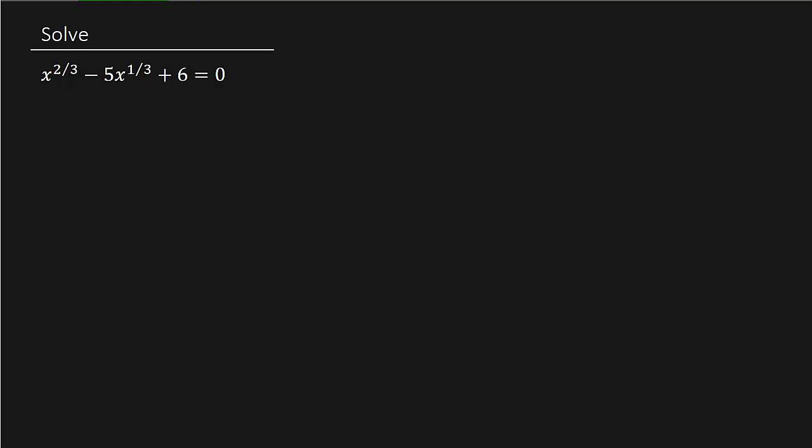Alright, so we've got this equation here that we've got to solve. Now, we look at this and we see the fractions up there in the exponents. And when you look at it, this equation kind of looks familiar. Well, this is an equation that's quadratic in form. Let's just look at this problem here.